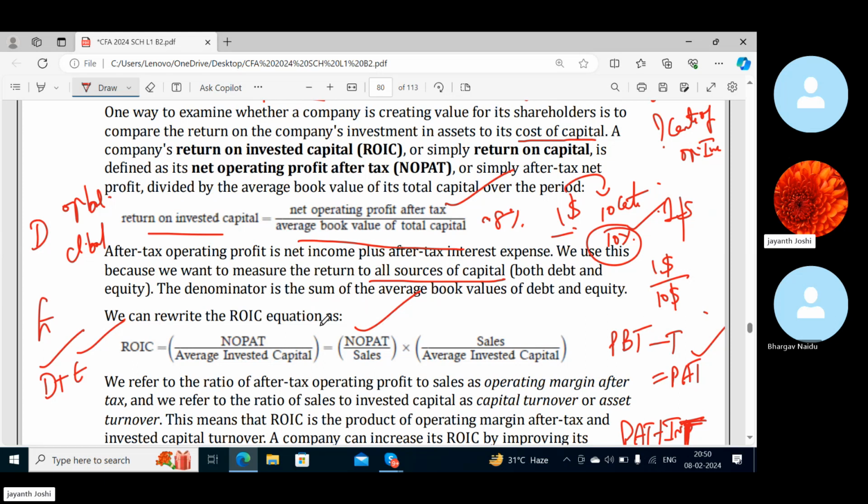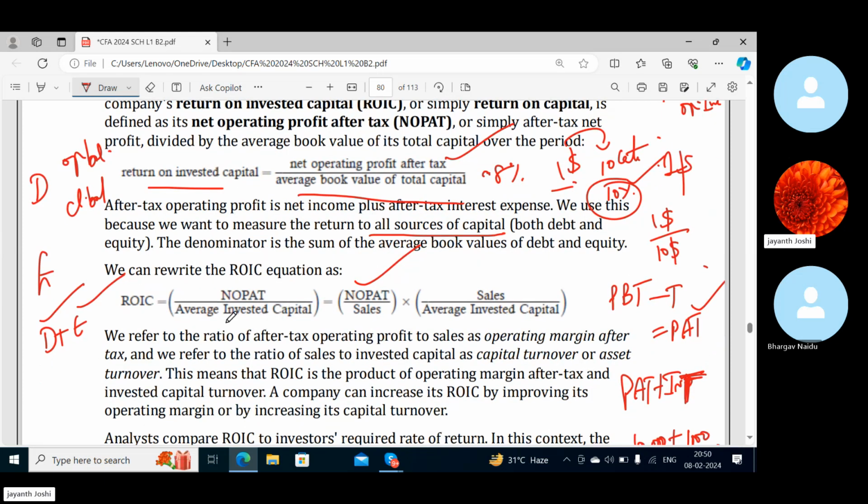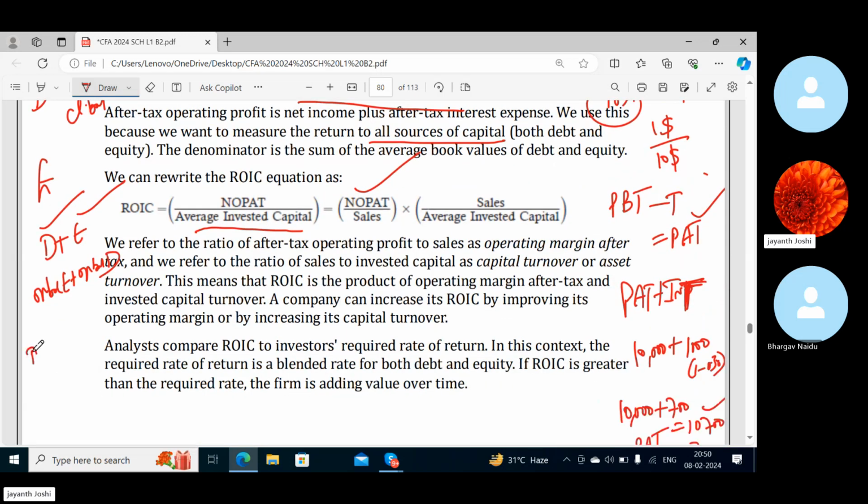Now the denominator is the sum of average book values of debt and equity. That is what the average invested capital means. Opening balance of equity plus opening balance of debt, or the combined total of debt and equity opening balance, plus the closing balance of the combined total of debt and equity, divided by 2, can give you average invested capital.